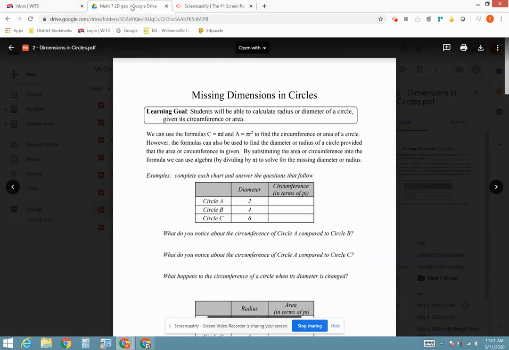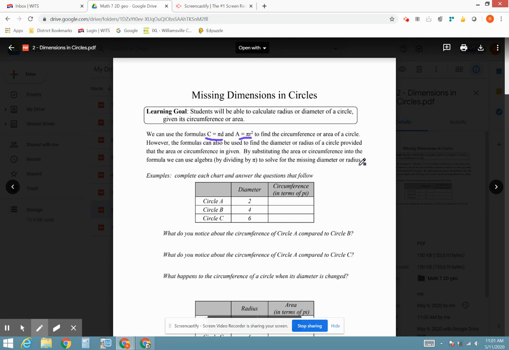Well, hello. Today we are talking about missing dimensions in a circle. So we can use circumference equals pi times diameter and area equals pi r squared to find what we're missing in the circle. So basically using the area or the circumference to solve either for the radius or the diameter.